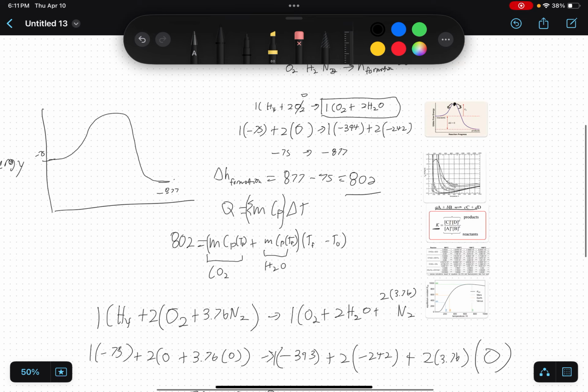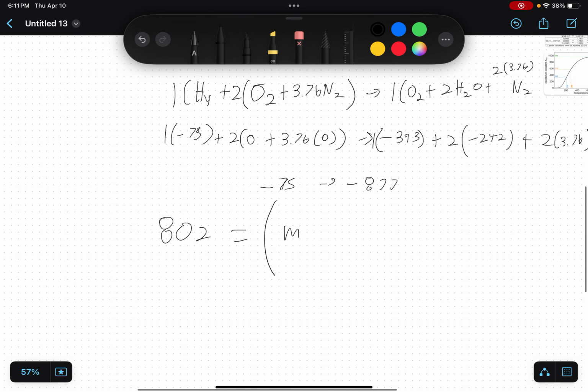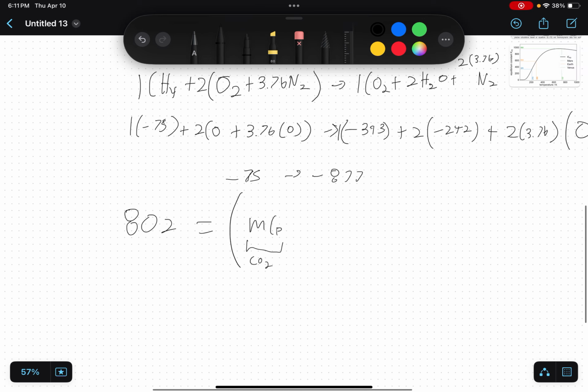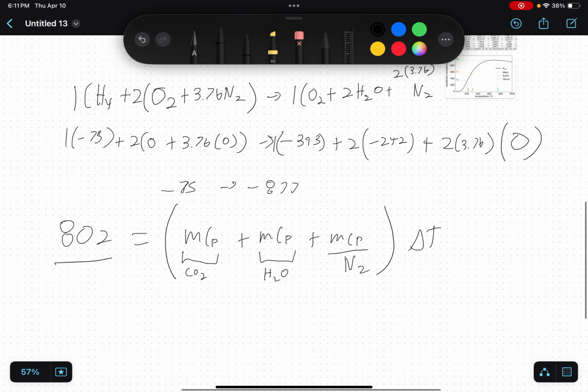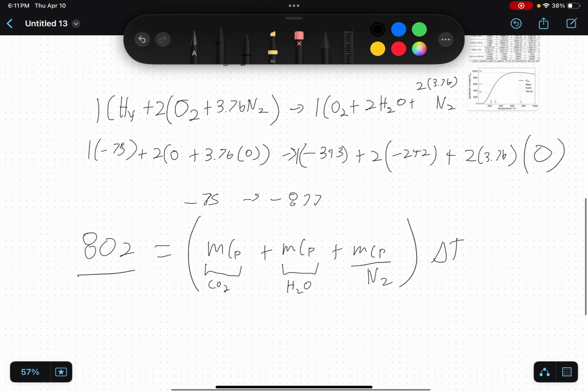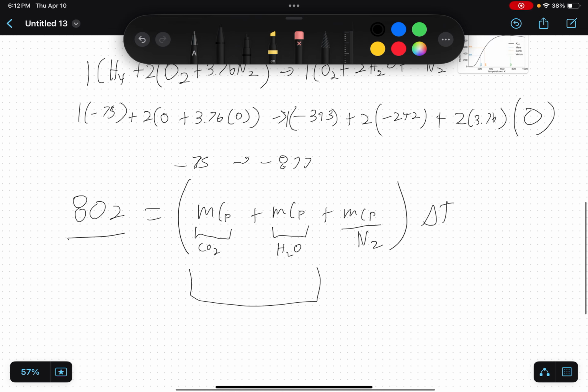equals the sum of MCP of CO2 plus MCP of H2O plus MCP of N2 times delta T. So we have the same number on the left side as before. We have these two terms the same as before. All we've done is added this third term.